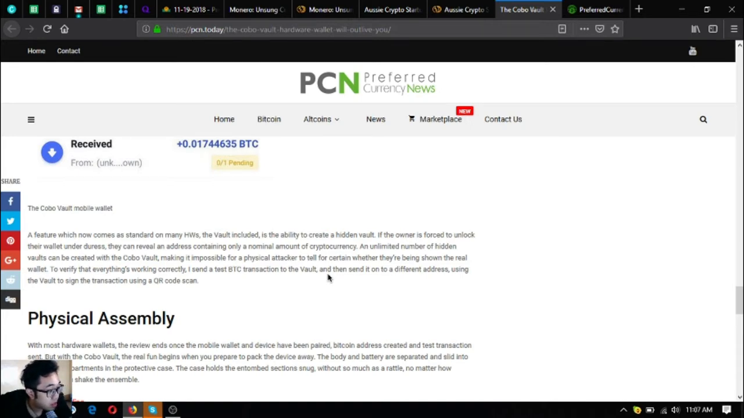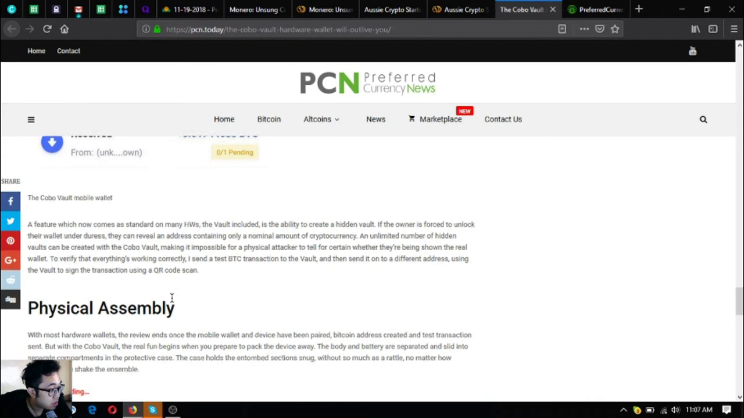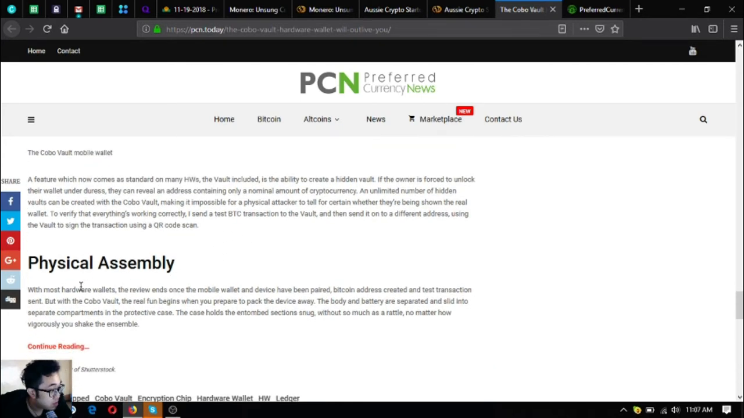To verify that everything's working correctly, I send a test BTC transaction to the Vault and then send it to a different address, using the Vault to sign the transaction with a QR code scan. So, physical assembly. With most hardware wallets, the review ends once the mobile wallet and device have been paired, a Bitcoin address created, and a test transaction sent.